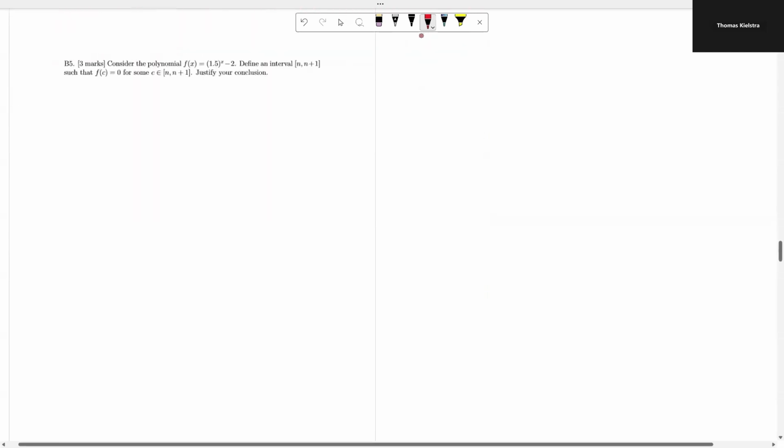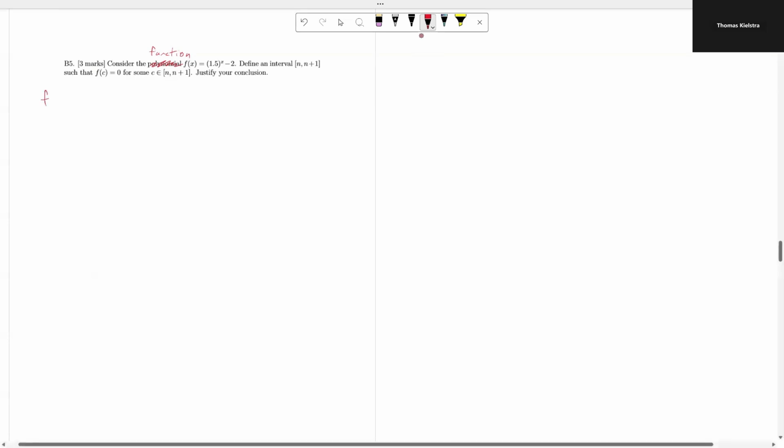In B5, we have a function, not a polynomial. This is an exponential function. And we want to divide an interval n plus 1 such that f of c equals 0 for some c in that interval. When I see this, I'm looking at it and going, oh, this looks a lot like intermediate value theorem. And if we remember from before intermediate value theorem, we had to have a continuous function, and we had to have that the two endpoints bound the number we're looking for.